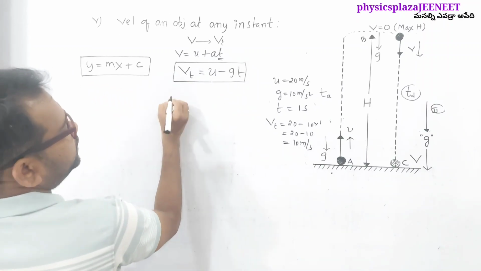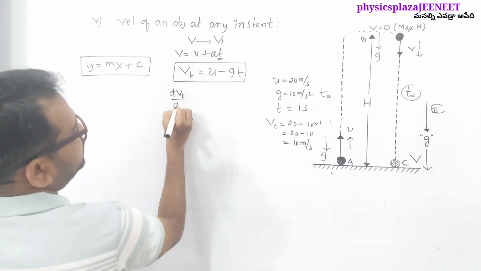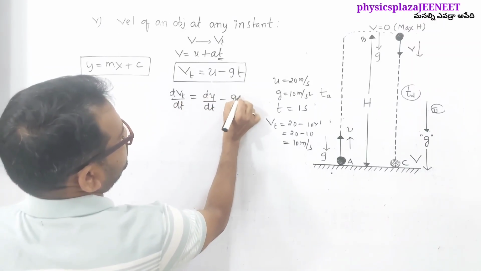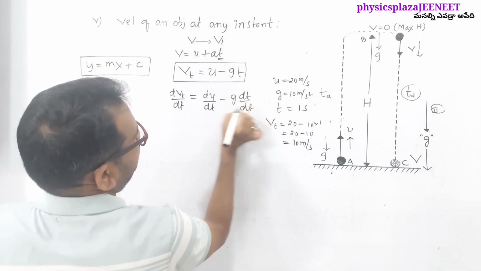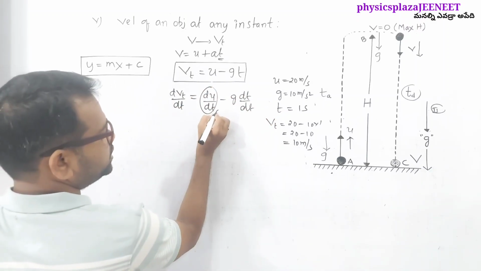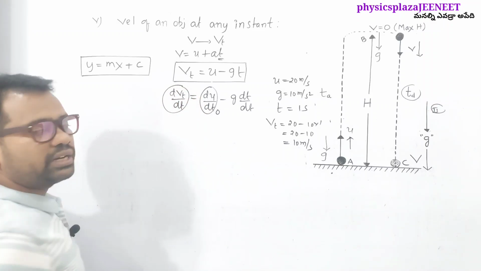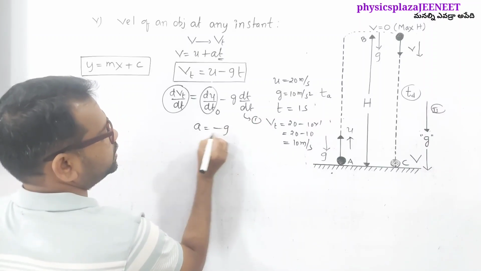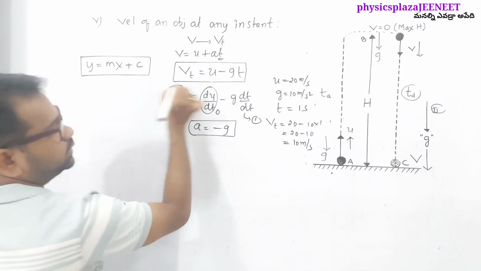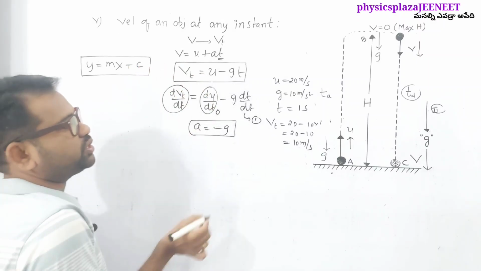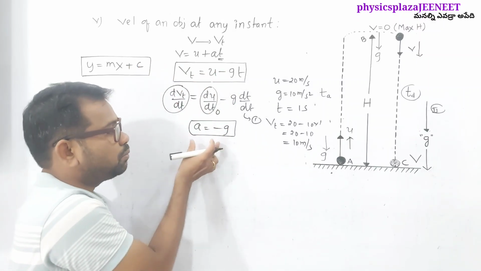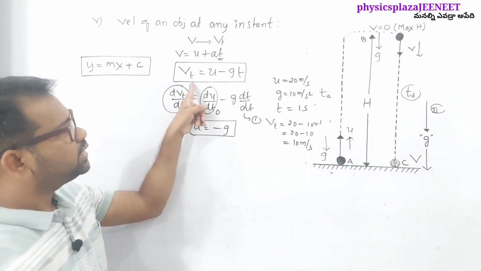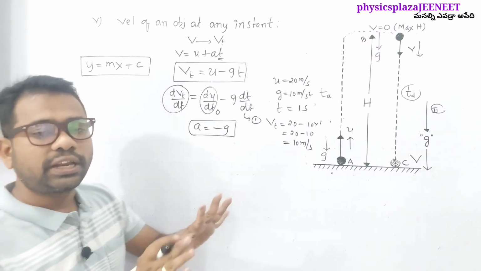Look here. Just differentiate this. dvt by dt is equal to du by dt minus g dt by dt, since g is a constant. Anyhow, initial velocity is a constant, so its differentiation is 0. So this dv by dt is actually the acceleration a, and dt by dt is 1, so minus g. So the slope of this equation is minus g. That means at any instant, children, acceleration is always negative.